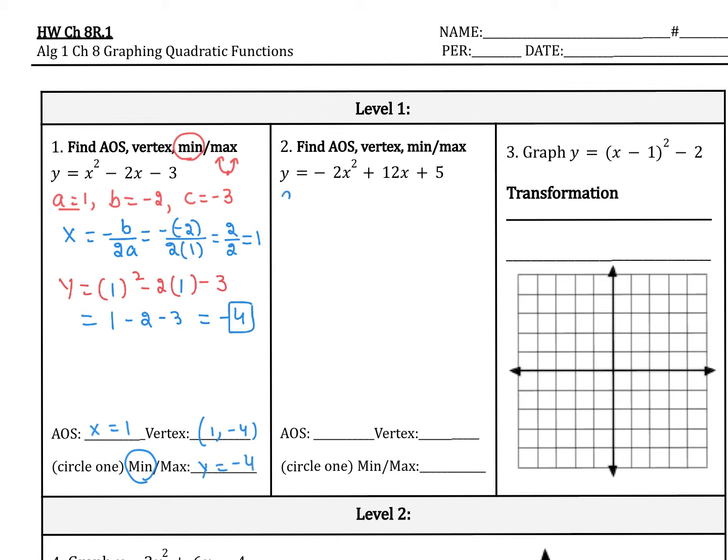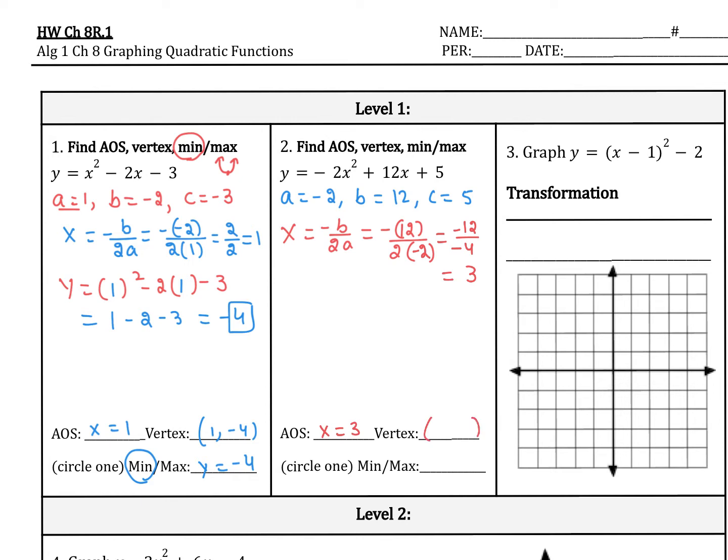So for number 2, you're going to have -2 as A, B is 12, C is 5. Axis of symmetry is x equals -b over 2a. Plug that in the value. Always put the bracket around where you're going to plug the value. -12 divided by 2 times -2, that's going to be -12, -4. -12 divided by -4 is 3. Axis of symmetry is 3.